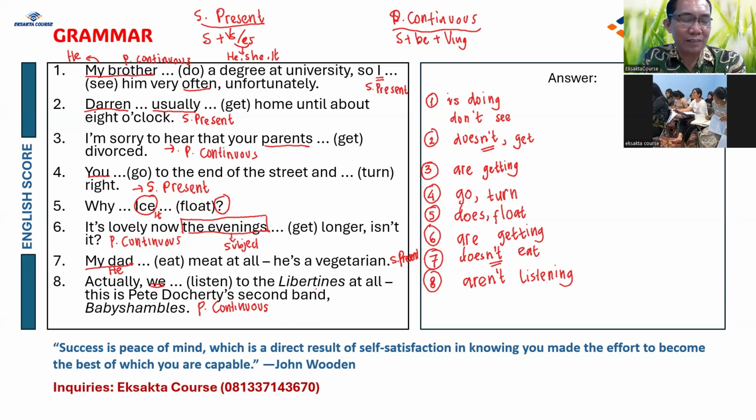Maybe you know the statement that says success is peace of mind, which is a direct result of self-satisfaction in knowing you made the effort to become the best of which you are capable. Here is the explanation. I hope that you can follow it.